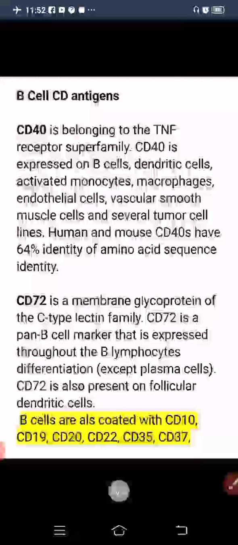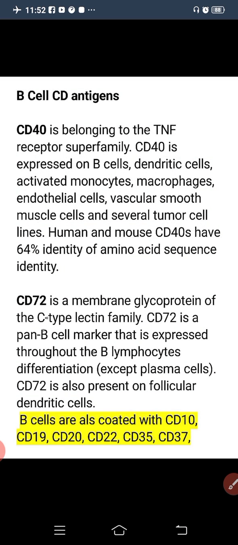Now the CD antigens present on the B cell. CD40 belongs to the TNF, that is tumor necrosis factor, receptor superfamily. So CD40 belongs to the TNF receptor superfamily.